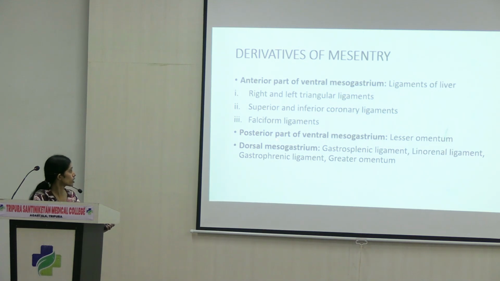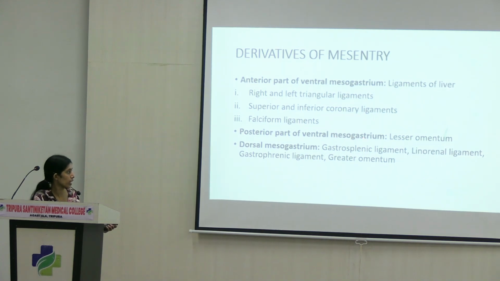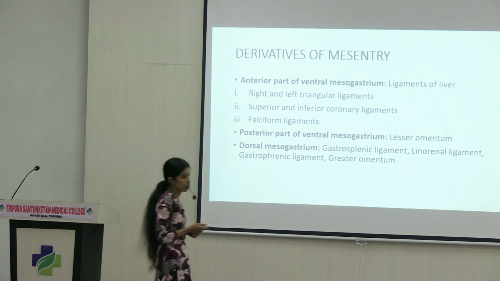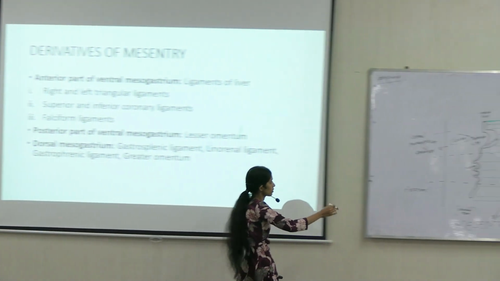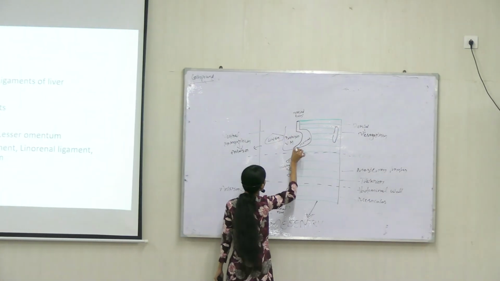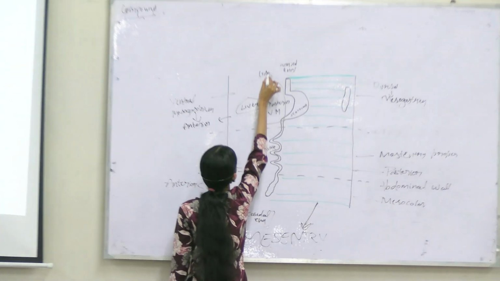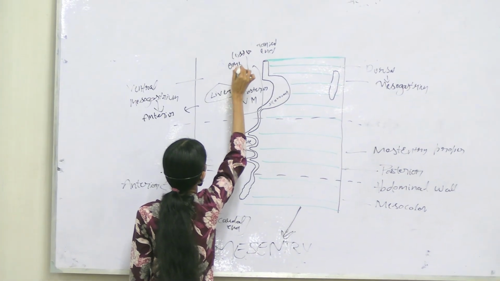Okay. The posterior part of the ventral mesogastrium will give lesser omentum. This whole part will turn into lesser omentum.